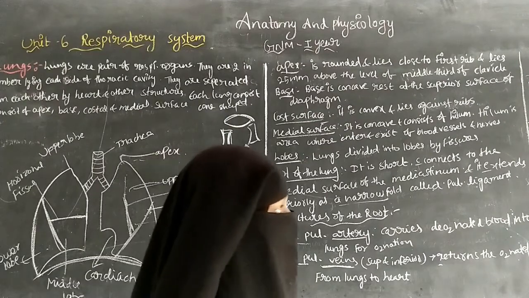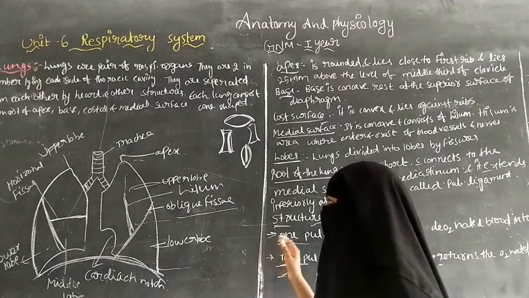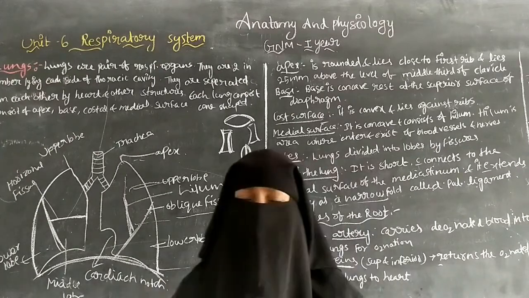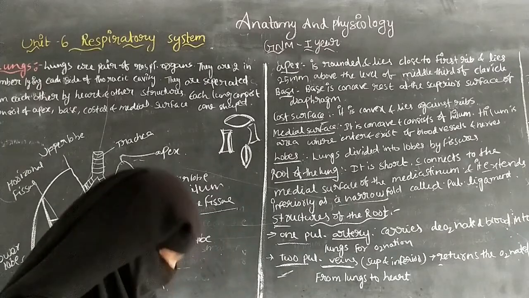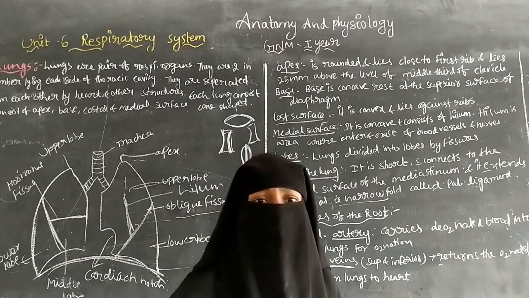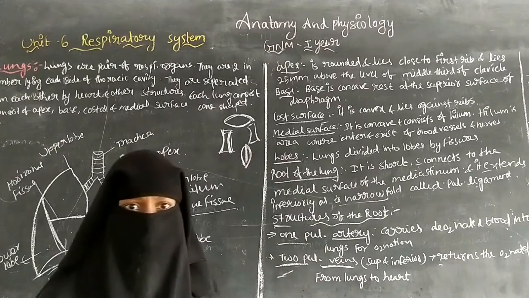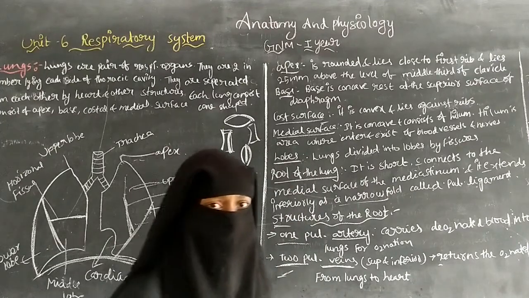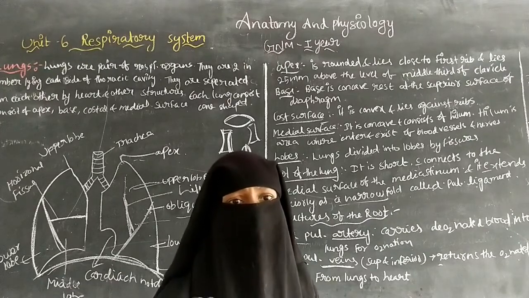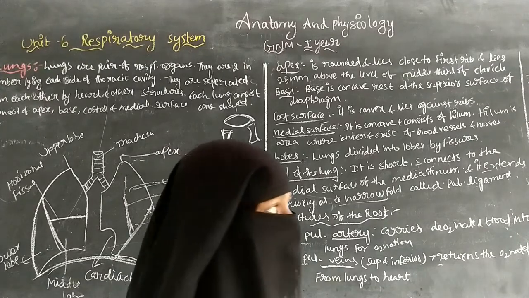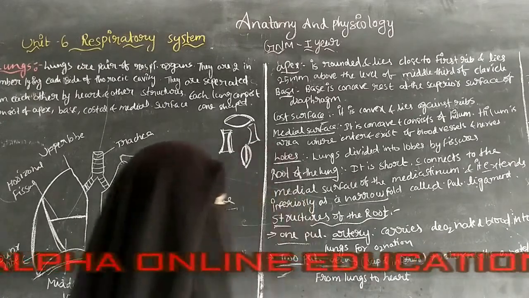Next is the areolar tissue. The areolar tissue is a connective tissue, and it is found around the blood vessels, the muscles and the organs. It is a layer that surrounds the muscles, the organs and the blood vessels.